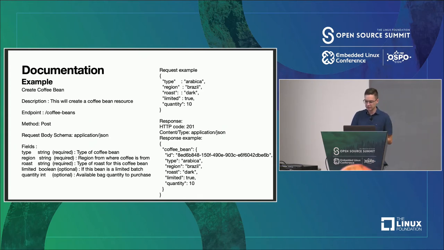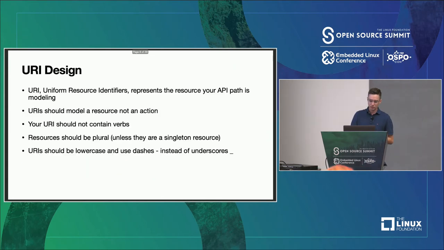So you have ID, type, region, roast, limited, quantity. In terms of your URI, it should always model a resource, not an action. They shouldn't contain any verbs, and they shouldn't be plural unless they're singleton resources, which I'll cover in a bit. Also use dashes instead of underscores. These are the conventions that the JSON spec follows in terms of API design.